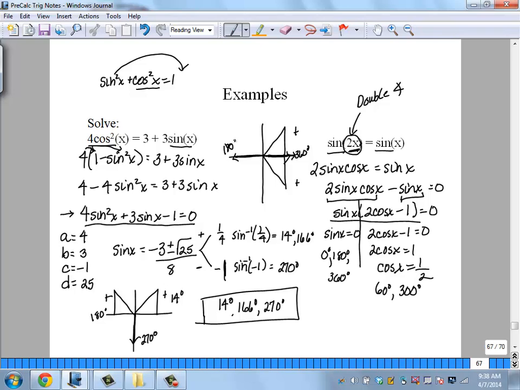So I have 3 answers for this one. So this one actually ends up with 5 answers. You have 0 degrees, then you go 60 degrees, 180, 300 degrees, and 360. That's if 0 and 360 are included.